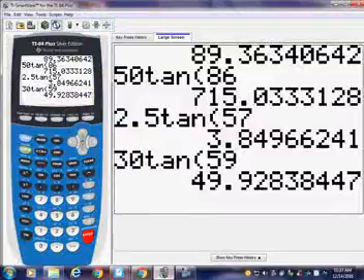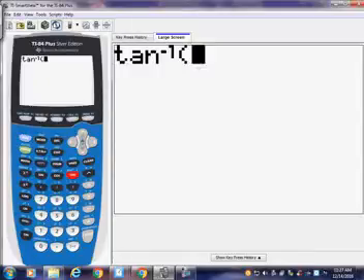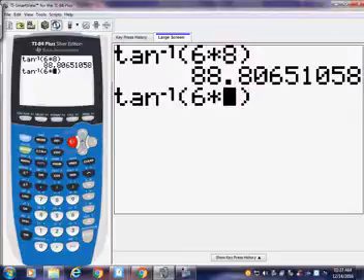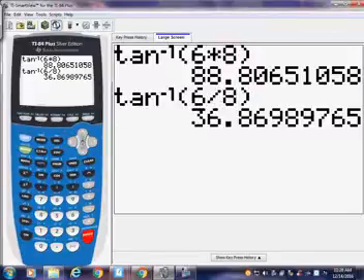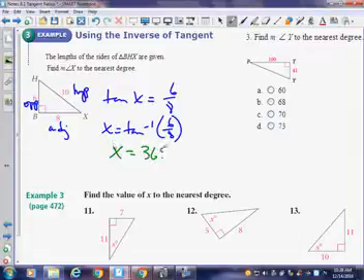To type that in again, one of the things you do is you say second tangent, so it'll have that little -1 up there. 6 divided by 8 parentheses equals, whoop, I didn't hit divided by. Somehow I hit times with my fingernail. And I got 36.9. So X equals 36.9 degrees.